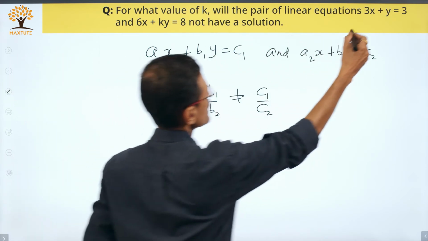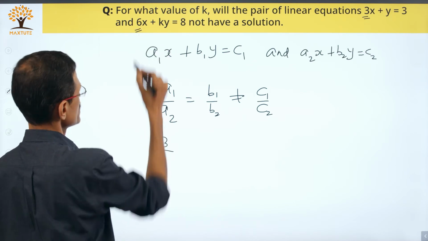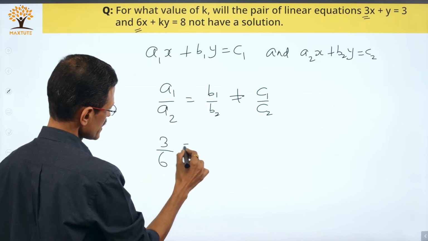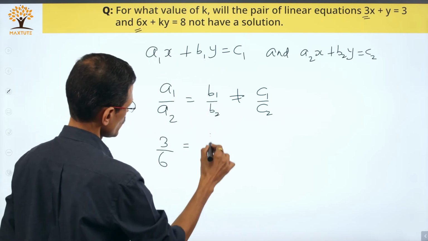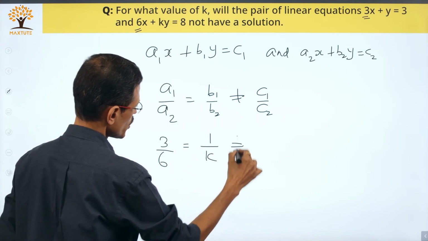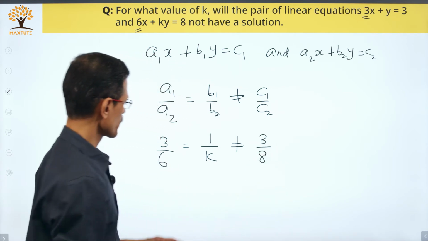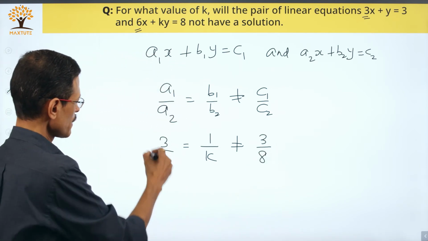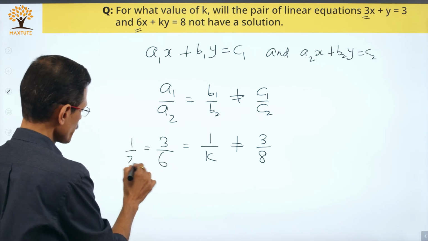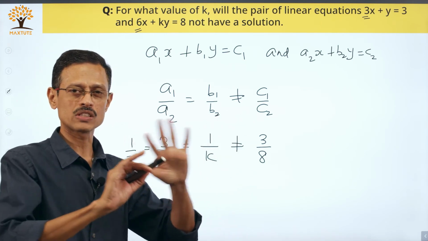a1 is equal to 3, a2 is equal to 6, so a1 by a2 is 3 by 6. b1 is 1 and b2 is k, so b1 by b2 is 1 by k. This should not be equal to c1 by c2 which is 3 upon 8. Obviously this part 3 upon 6 we can write as 1 by 2. 1 by 2 is a1 by a2 which is not equal to c1 by c2. So that part is clear.